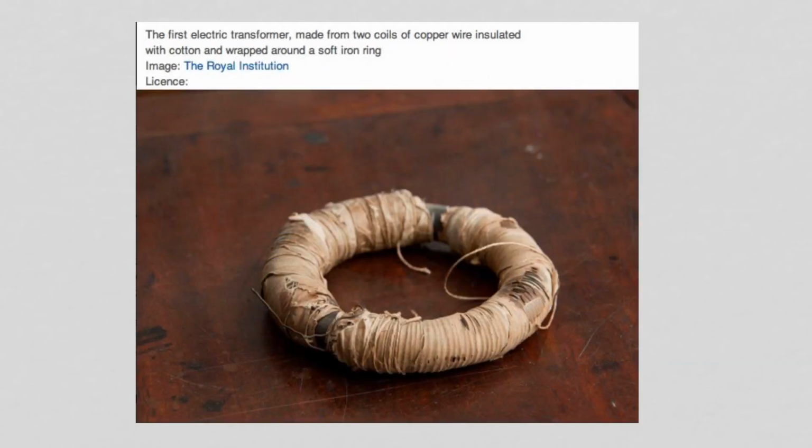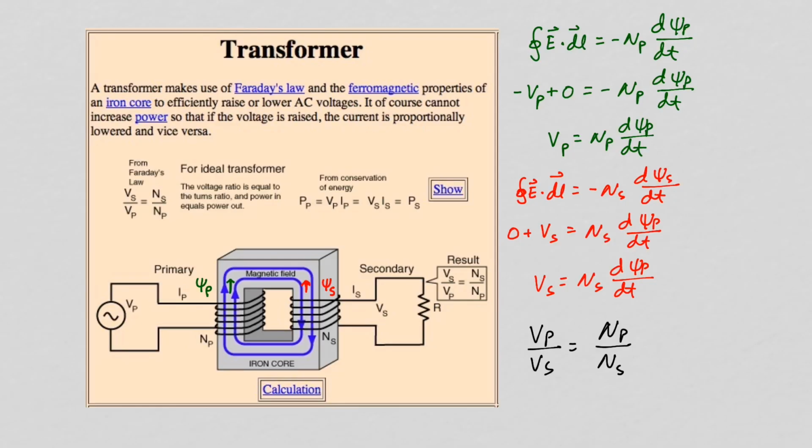After Michael Faraday discovered electromagnetic induction, one of the things he invented was the transformer. Pictured here is that first transformer that he built. A transformer consists of a primary set of windings and a secondary set of windings around a common magnetic iron core. The magnetic flux produced in the primary gets funneled into the secondary.